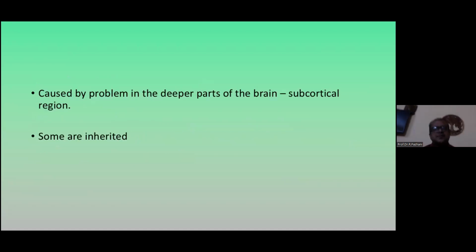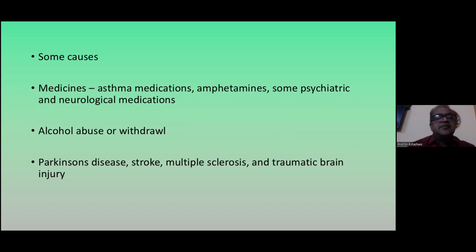It is caused by problems in the deeper parts of the brain, like the subcortical region, mainly the basal ganglia, thalamus, and the brainstem, and all these can play a role in the manifestation of the tremor. The physiological circuits can play a role. And sometimes a structural problem affects the physiology of the brain that makes the tremor manifest. Some are inherited. 50% of essential tremor cases are inherited. Then it becomes a familial tremor.